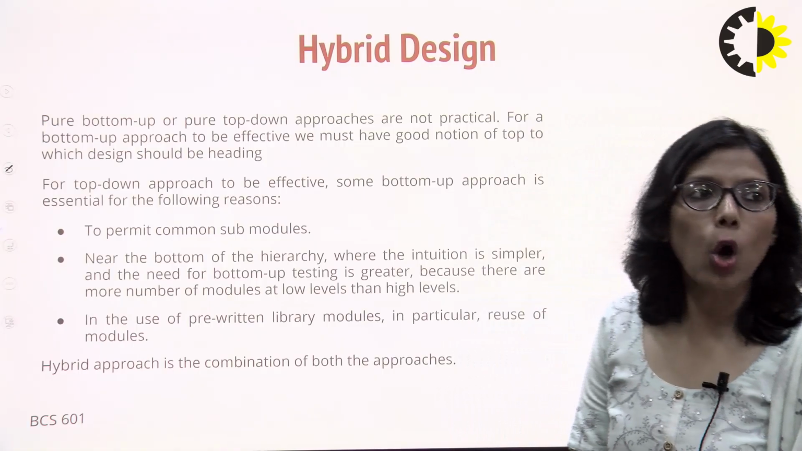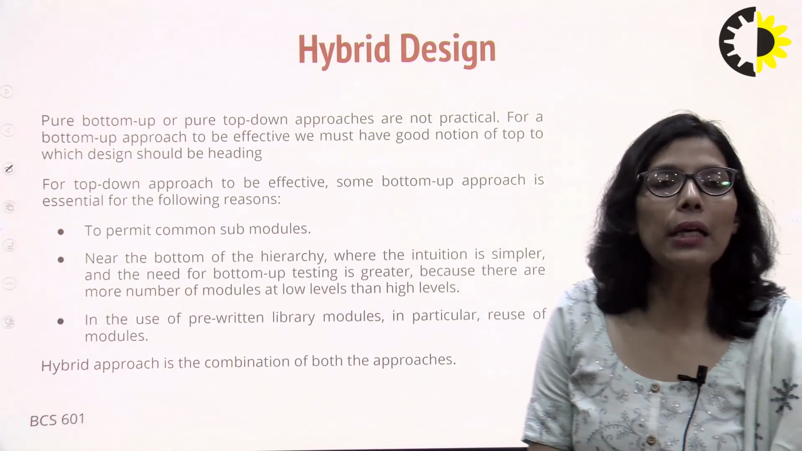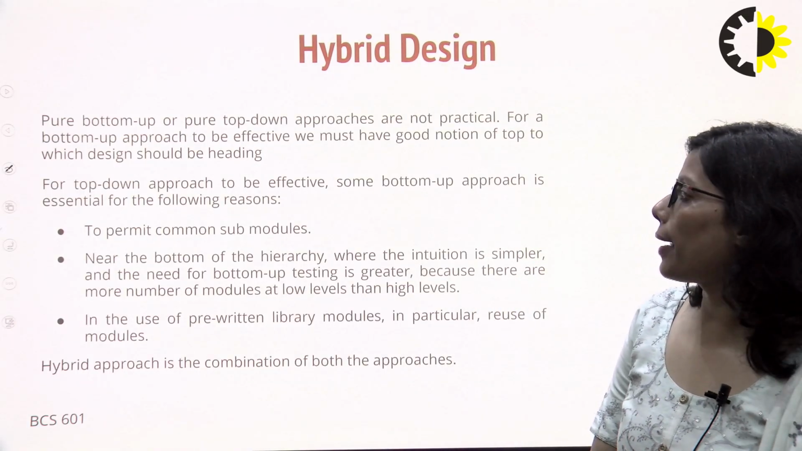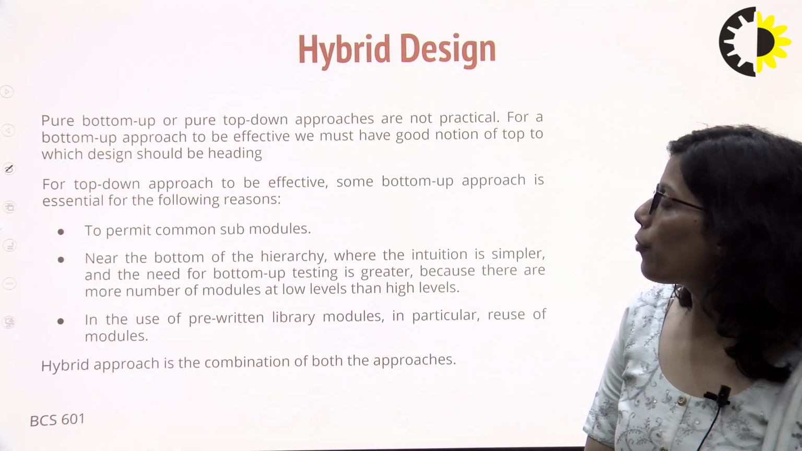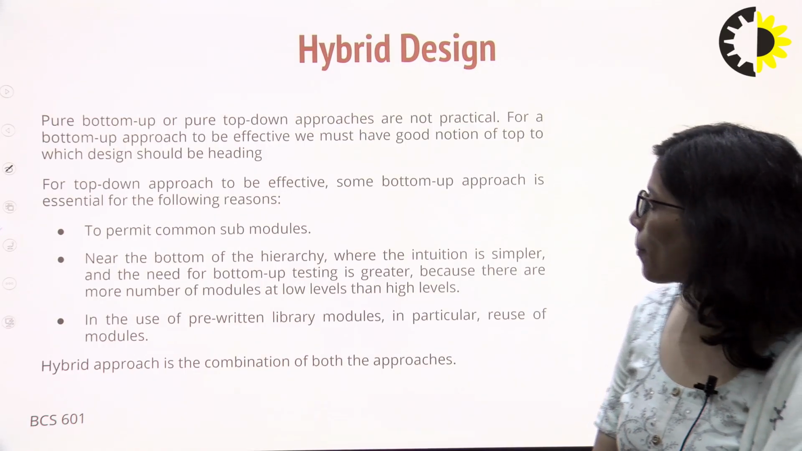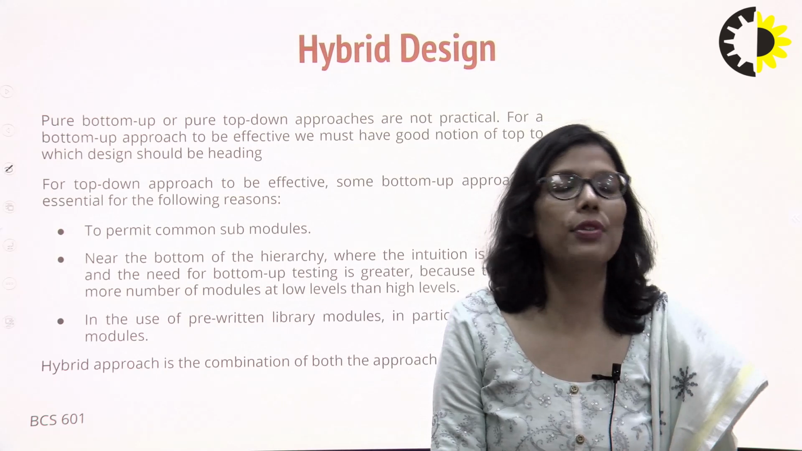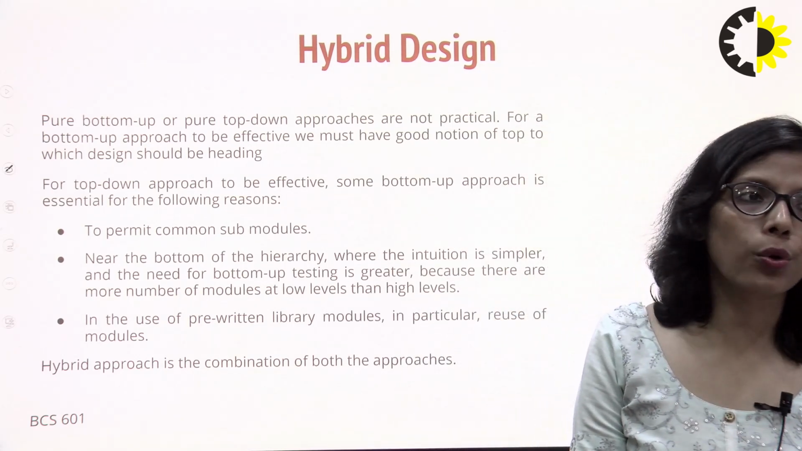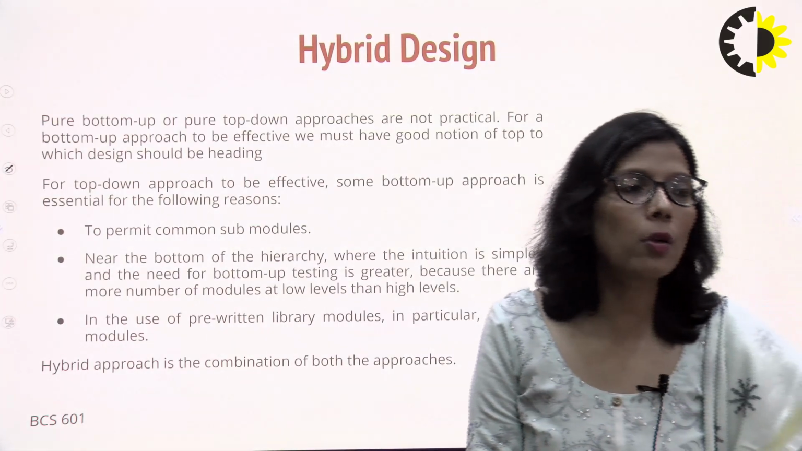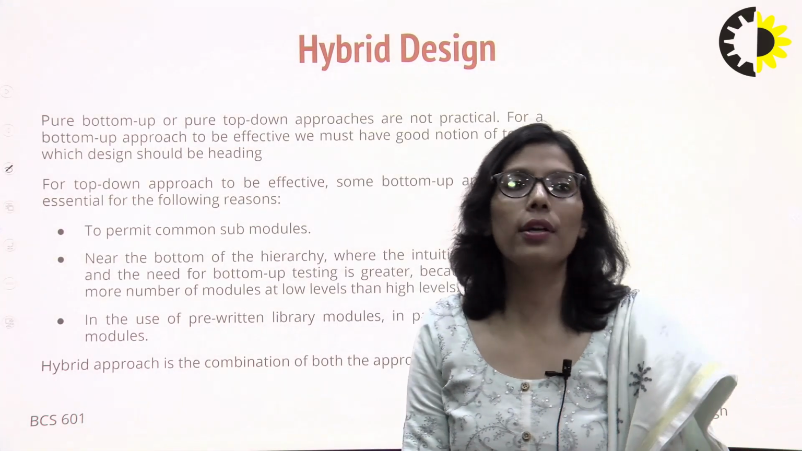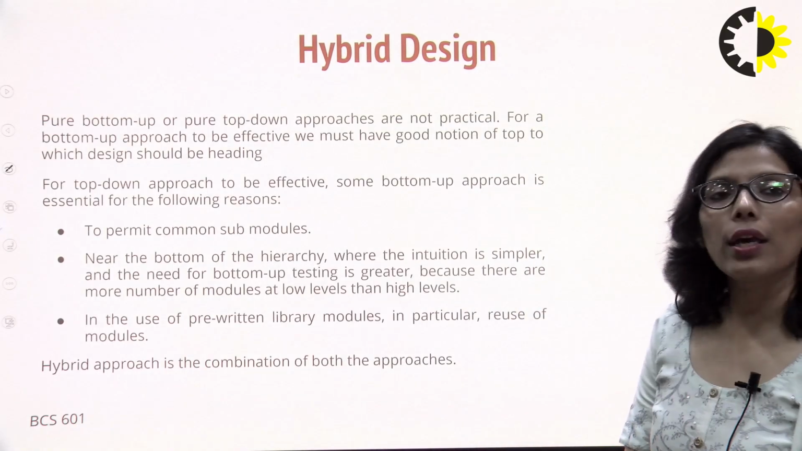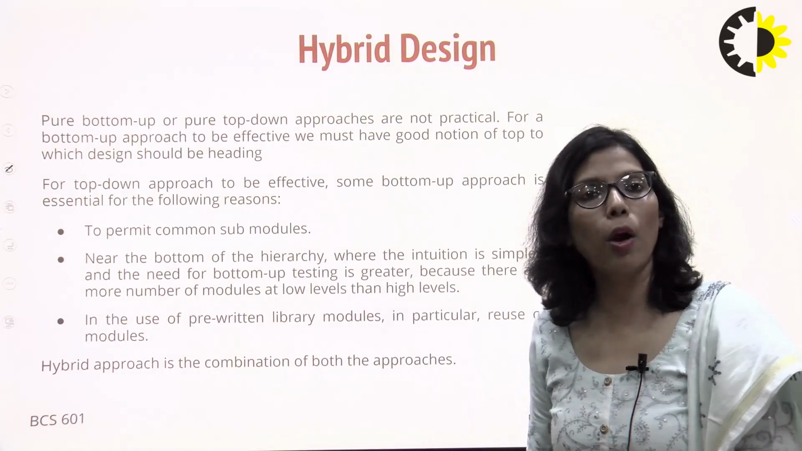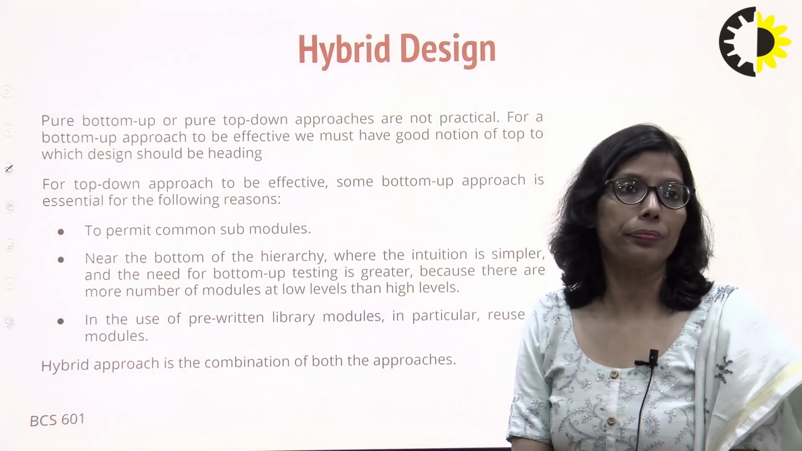So therefore what we have done, we have combined the approaches of top down and bottom up and we call it as hybrid design. So for top down approach to be effective, some bottom up approach is essential for the following reasons. So we start with the top down approach and then in between we go for the bottom up approach also. So it will help to permit common submodules near to the bottom of hierarchy where the intuition is simpler. We start doing when we're able to identify, yes, these modules can be reused, so we start the bottom up, otherwise we go through the top down.